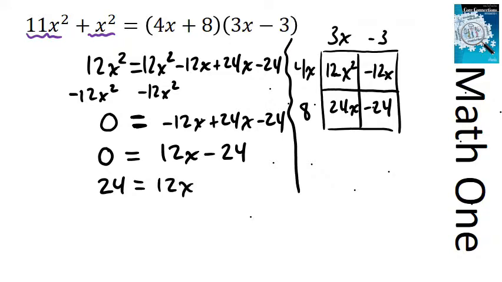And then finally I'm going to divide both sides by 12. So on the left hand side, when I divide by 12, I have 2, and on the right hand side I have x. So x is the number 2.